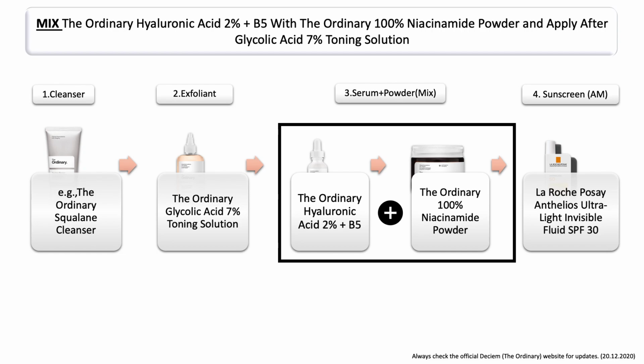There's a big difference, since you can use niacinamide with AHA or BHA acids, but not mixing it with them. So this could be an example routine if you have the Ordinary niacinamide powder at home. This is what it also could look like.